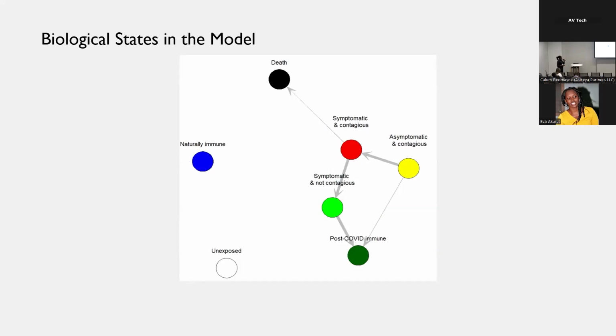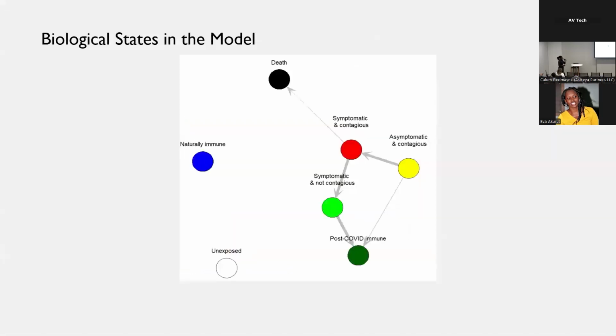So we took care of that. For the naturally immune, these are the agents that when they get to interact with the infection, the pathogen doesn't get to affect them, and so they're also a small proportion. And then you also have the unexposed, those who never get to interact with the pathogen. So we present our agents as nodes.